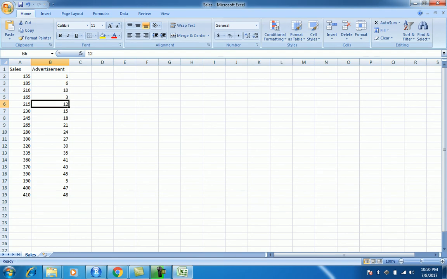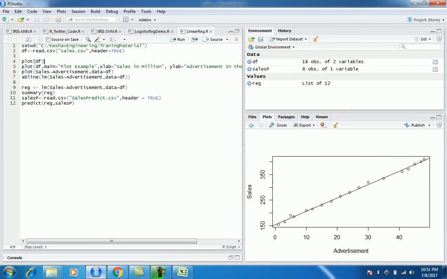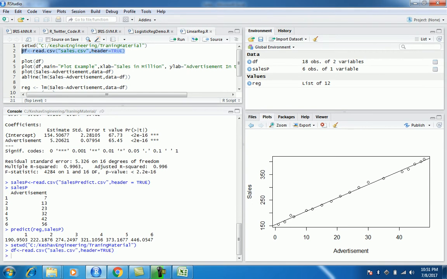So we have sales and we have advertisement, and what we had discussed is sales is our regressant and advertisement is the regressor or the predictor variable based on which we understand that sales can be predicted. Now we're trying to model linear regression, and the hypothesis that we have considered is the sales amount is linearly dependent upon the advertisement value. So we start with setting my directory, and then let me read the file which we are trying to analyze.